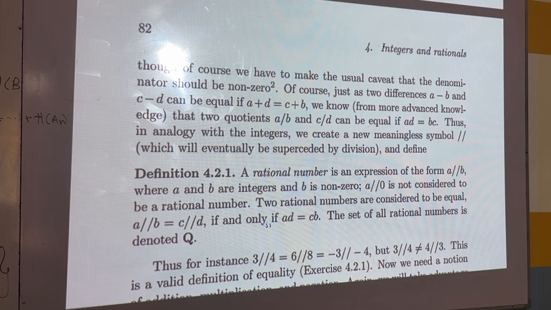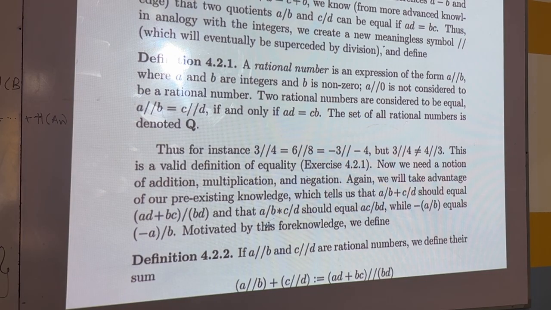A rational number is an expression of the form a double lines b, where a and b are integers and b is non-zero, of course. A double line 0 is not considered to be a rational number. Two rational numbers are considered to be equal if and only if AD is equal to BC, as expected. The set of rational numbers is denoted Q. It's nice the way he writes somehow.